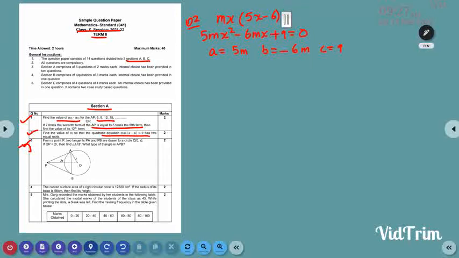Now in the question it is written that this quadratic equation has two equal roots, and we know that for equal roots the discriminant D is equal to 0.